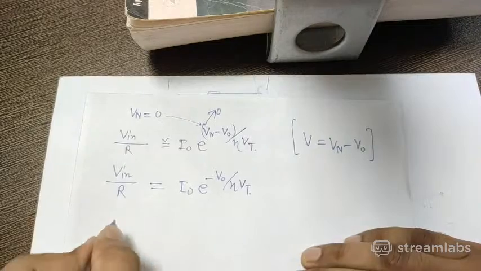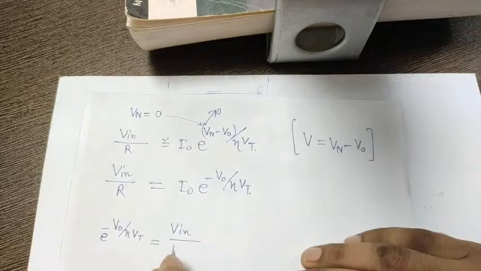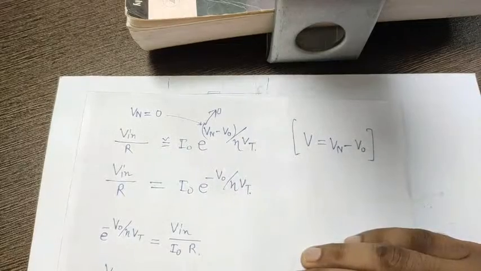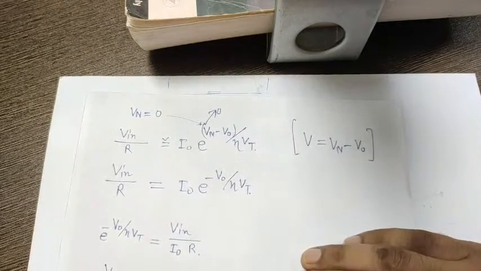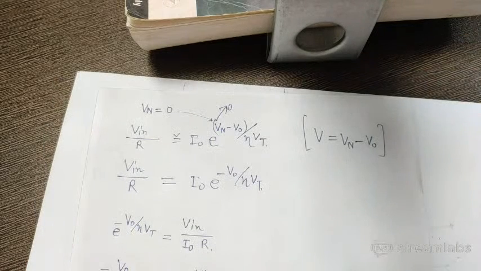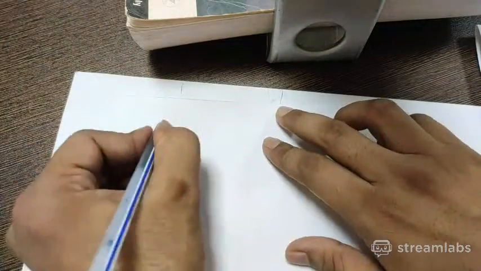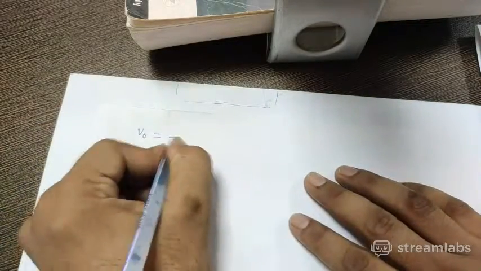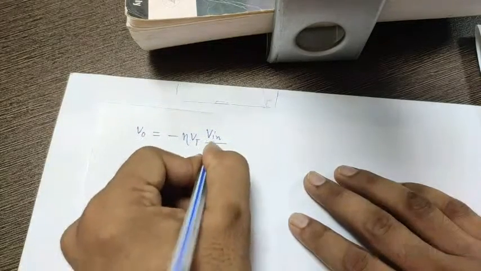इसमें I_0 minus V_0 upon eta V_T is equal to V_in upon I_0 into R, और V_0 upon eta V_T is equal to ln V_in upon I_0 into R. ओके, थोड़ा सा और सॉल्यूशन करना पड़ेगा क्योंकि हमें आउटपुट वोल्टेज फाइंड आउट करना है। आउटपुट वोल्टेज दिख रहा है मुझे, आउटपुट वोल्टेज हो गया V_0 is equal to minus eta V_T ln V_in upon I_0 into R.